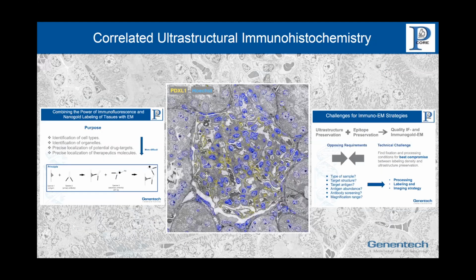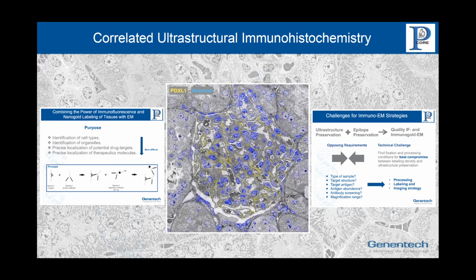Now, so far, we only talked about morphology SEM imaging. However, many questions really require molecular identification of either organelles, cell types, or antigens of interest or molecules. And for these, you have to essentially be able to develop immunohistochemistry or immunogold protocols on your samples.